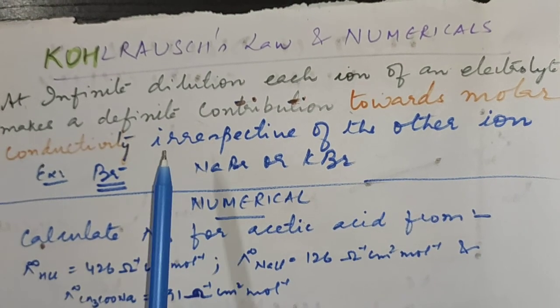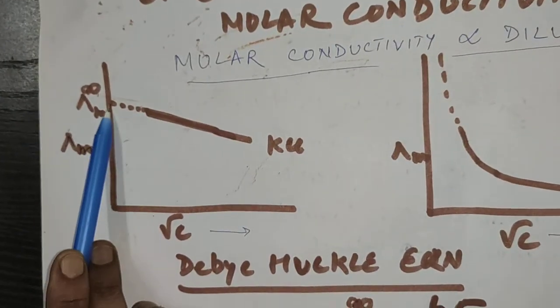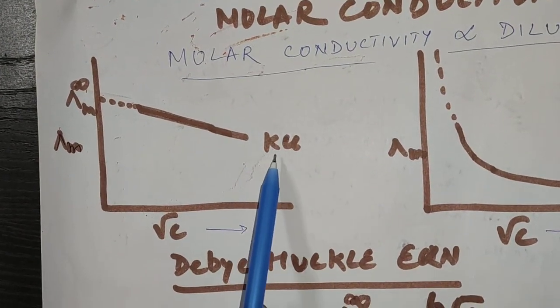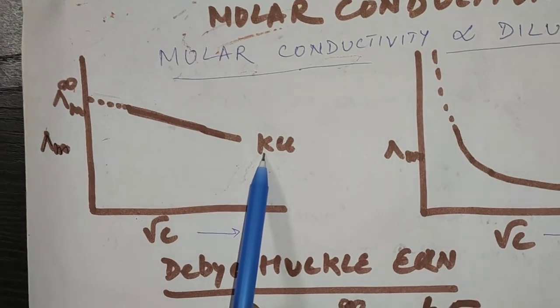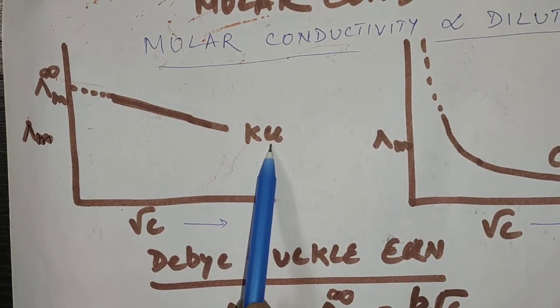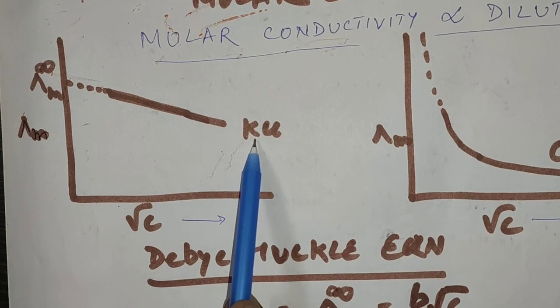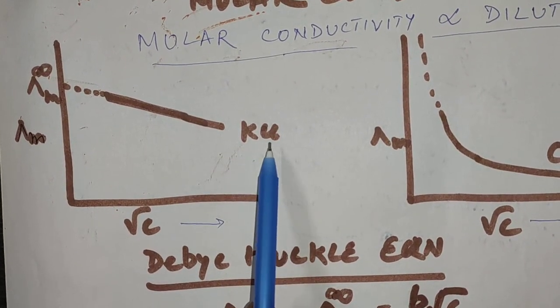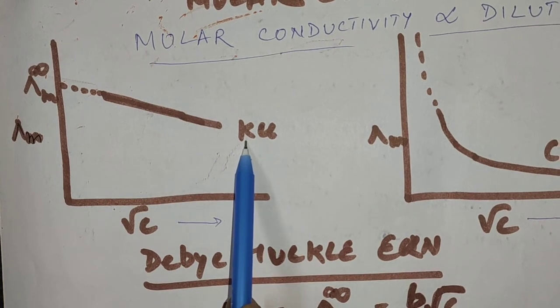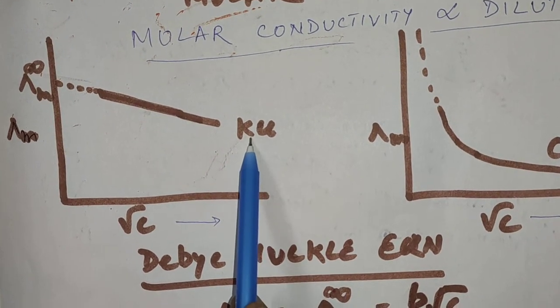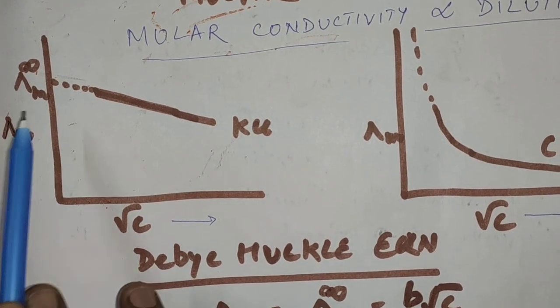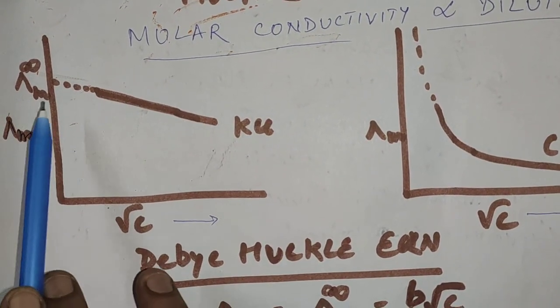It means that if the strong electrolyte is touching the y-axis like this, then K plus and Cl minus have become independent there. They are not dependent on each other. Whatever is the contribution of K plus, whatever is the contribution of Cl minus, they have become so far apart that there is no effect of K on Cl, no effect of Cl on K. So they have become independent. Each ion behaves independently. That is why at infinite dilution, the maximum conductivity value is shown there.